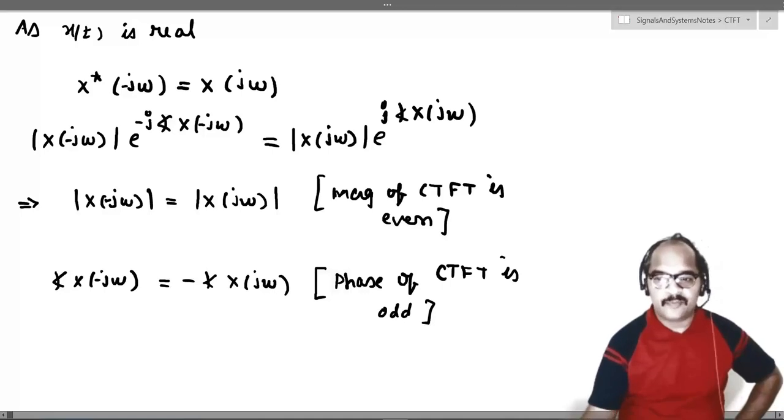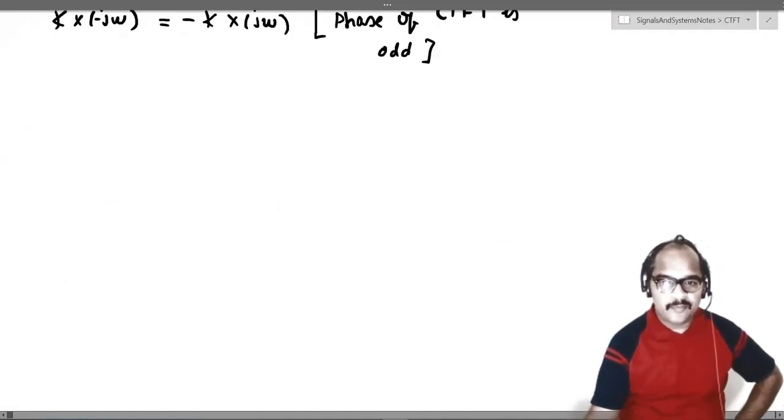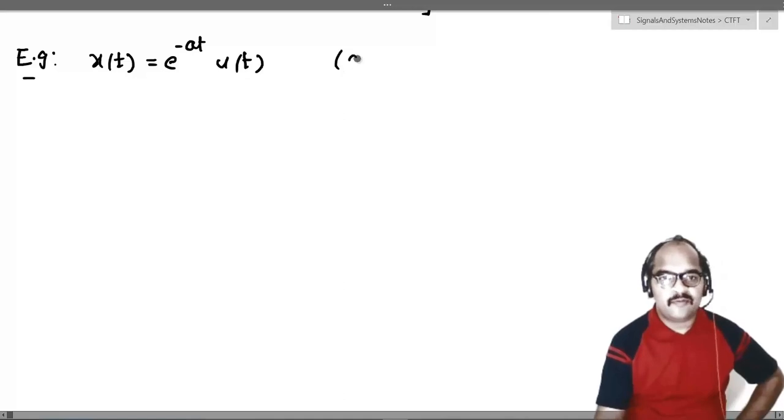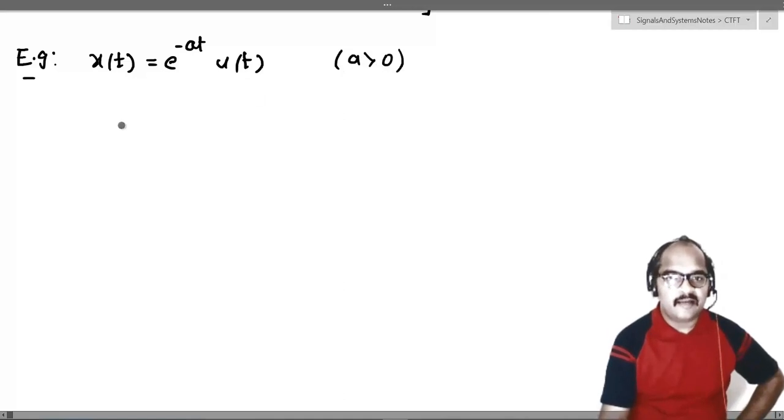So we'll take a small example. If you remember our first example, we took x of t to be e power minus at u of t, correct? And the constraint we put is a greater than 0. So for this, x of j omega is equal to how much? We got that to be 1 by a plus j omega.